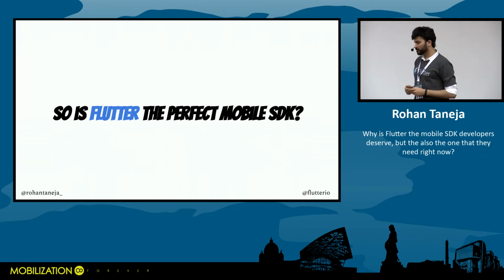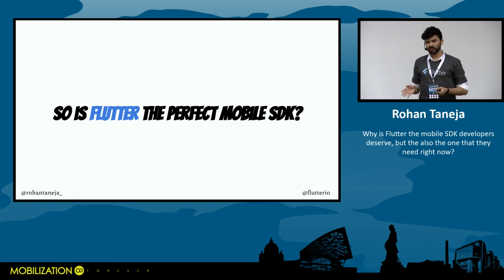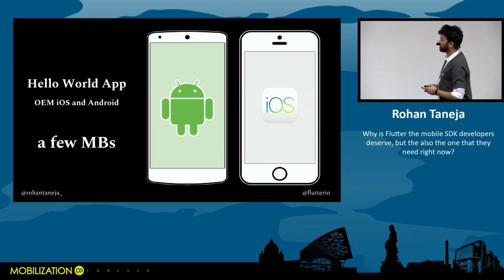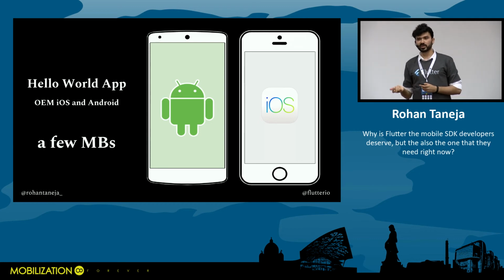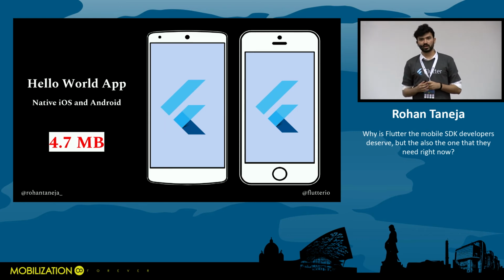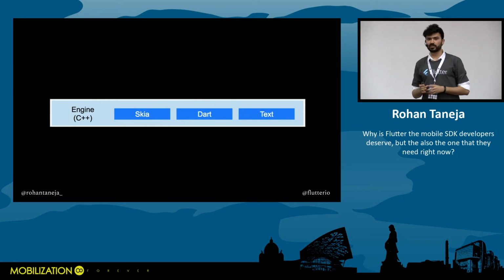OK. So that means, if it's really good, is this the perfect mobile SDK? No. It would be unfair to tell you all the advantages and not talk about what's not there yet. The default native Android and iOS app size is a couple of MBs. The default Flutter app size is 4.7 MB. And that's because of this engine in the Flutter architecture, which is shipped with every APK and IPA file. So this has some size, and this goes with every app. So that's why your app is that large.